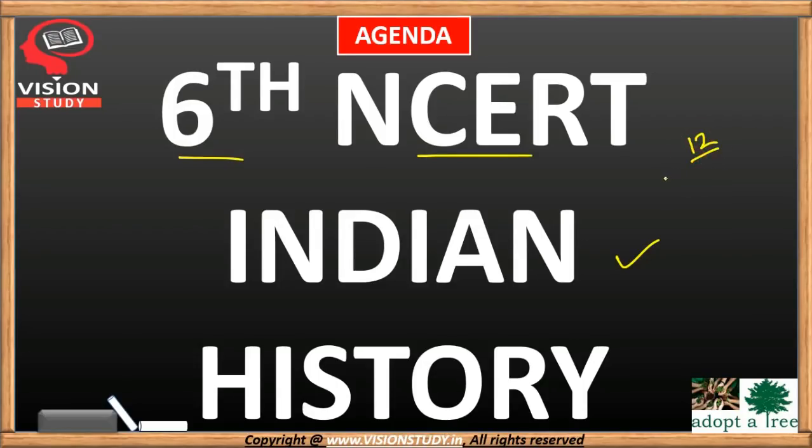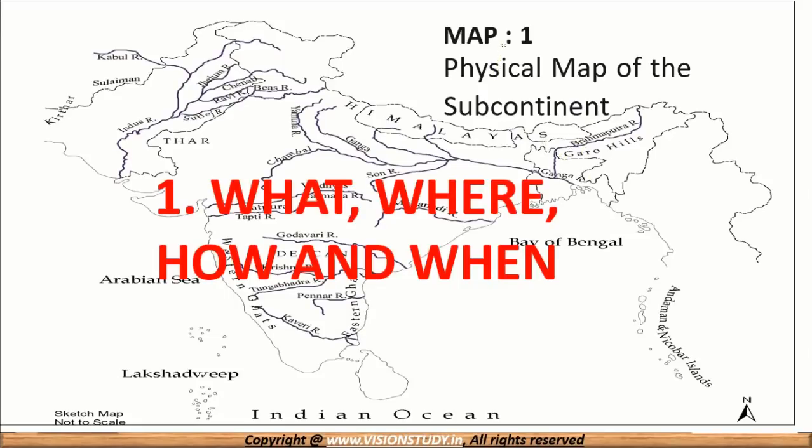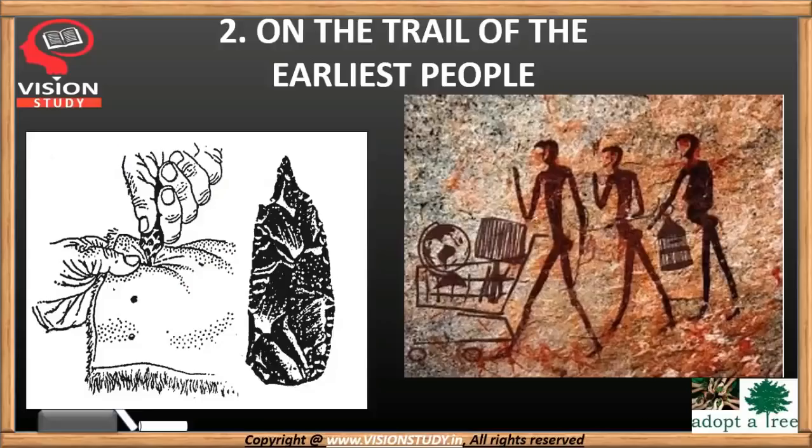The first chapter is What, Where, How and When. In this chapter we will discuss what history we are going to study, from where, meaning the sites, how, meaning the sources from which we will study, and when talks about the time period we are going to study. Next is the second chapter, On the Trail of the Earliest People.